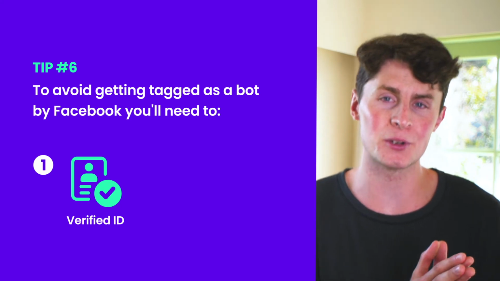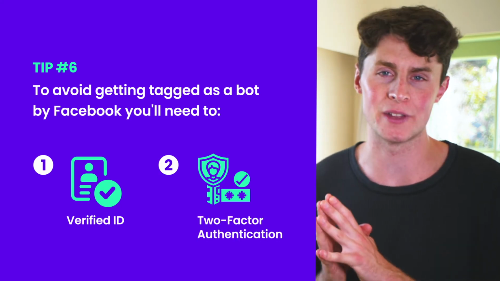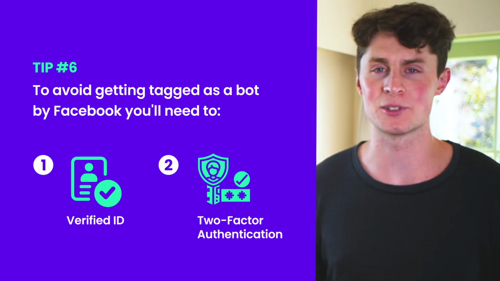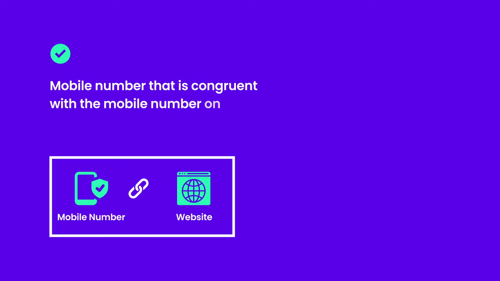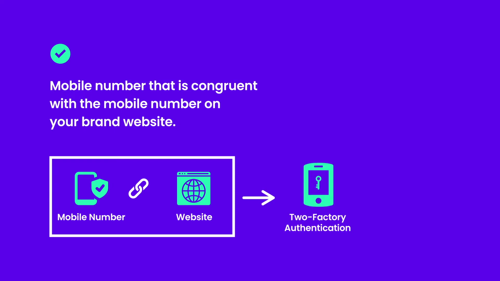Another way to prove that you're a human is to set up two-factor authentication. You should probably just do that anyway for security's sake. But whatever account you're running ads on, just make sure that you've set up a mobile number, and even better, a mobile number that's congruent with the mobile number on your brand website. And then make sure that you actually do the two-factor authentication. Make sure you get the code so that Facebook knows that you are real.